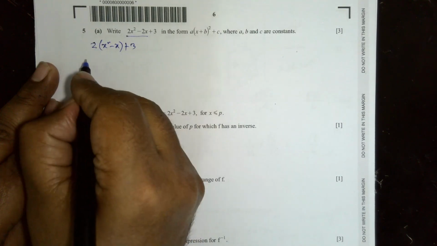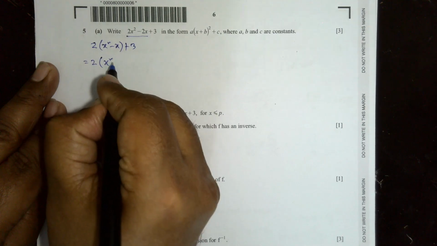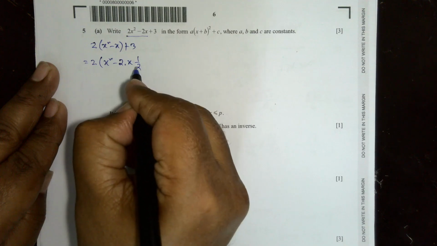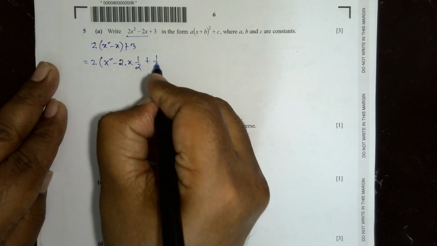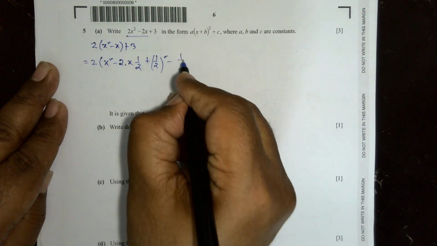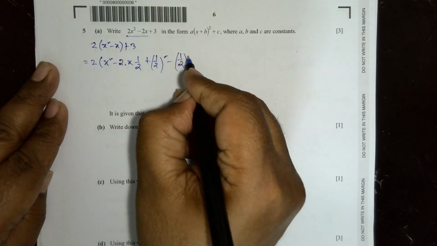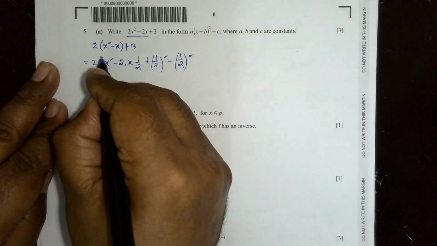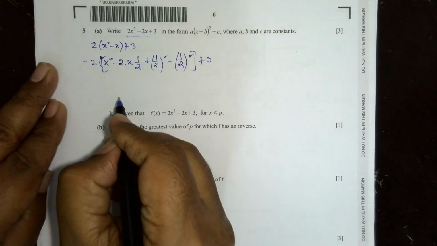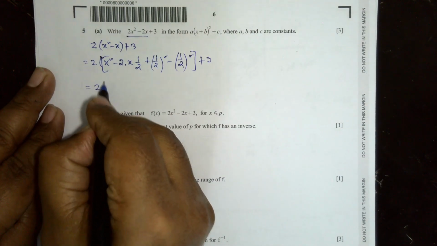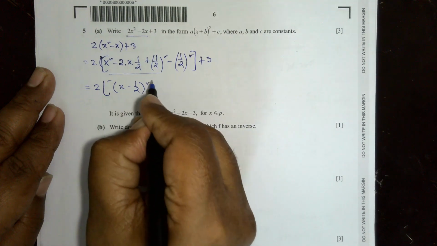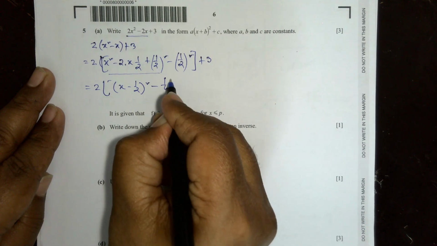Next, I can write 2 times x squared minus 2 times x times, we need a half. So half is our b, therefore it will be followed by positive b squared, which is positive half squared. Since half squared was not there, we are eliminating it immediately by giving a negative half whole squared. The entire thing is multiplied by 2, and the plus 3 was outside, so let's keep this plus 3 outside. Now we will have 2 times x minus half whole squared minus 1 over 4 plus 3.